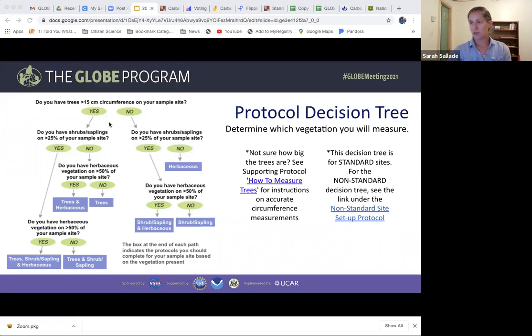And if you are looking carefully, you would know that the answer is no. And do you have herbaceous vegetation on greater than 50% of your sample site? And for our Collegewood sample, that is also no. It is large overstory trees with very few shrubs or undergrowth. So we're just going to collect data on trees for this Collegewood site and follow that through for the rest of the workshop.